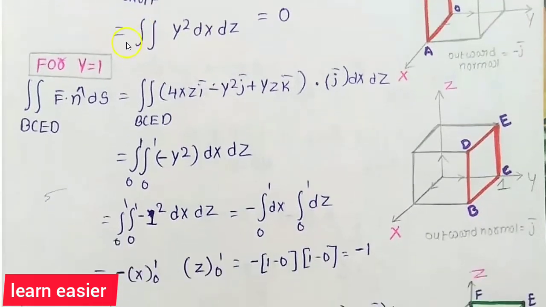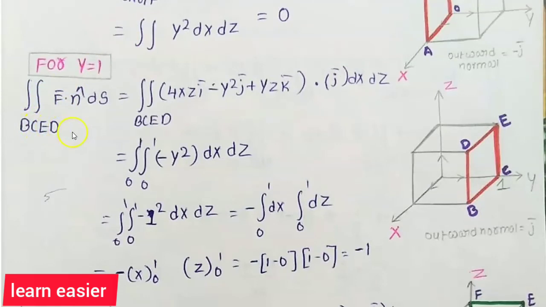Now take the y equal to 1 plane. So for the y equal to 1 plane, we have taken the surface BCED. So this is the surface for y equal to 1. You can see here is y equal to 0. That's why we have taken this surface. But here we have to take y equal to 1. So here is 1. So that's why we have taken the surface BCED.